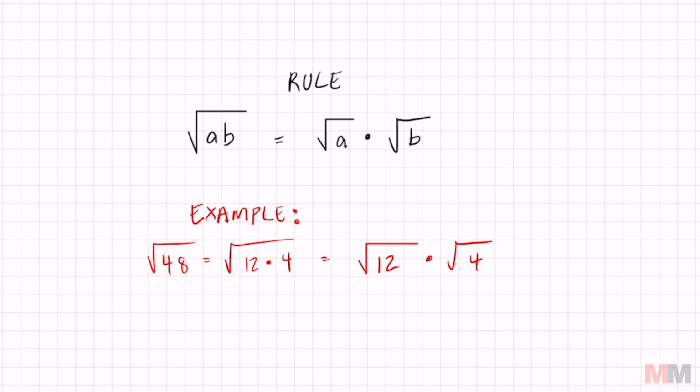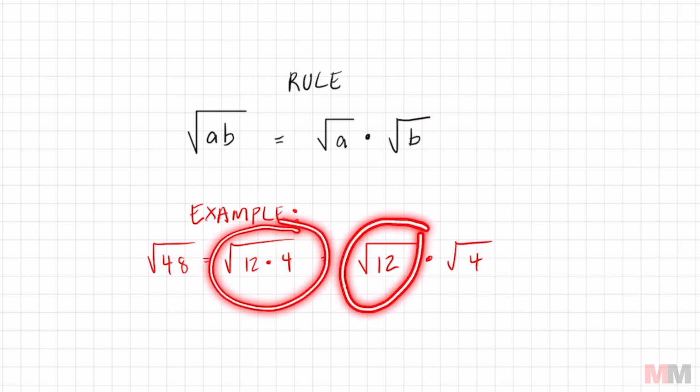Before we simplify square roots, I do want to go over one rule, which is this right here. Basically, this rule is saying that you are allowed to split up square roots as long as it's multiplication. For example, if you got square root of 48, you can write this as square root of 12 times 4, because 12 times 4 is still 48, and this part can be written into two square roots being multiplied together, just like that.